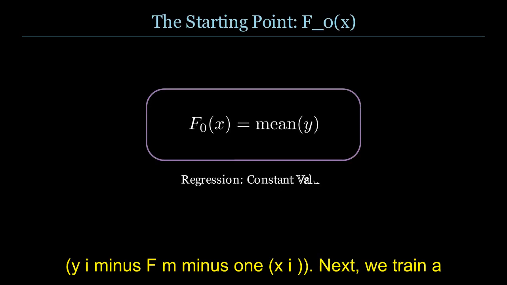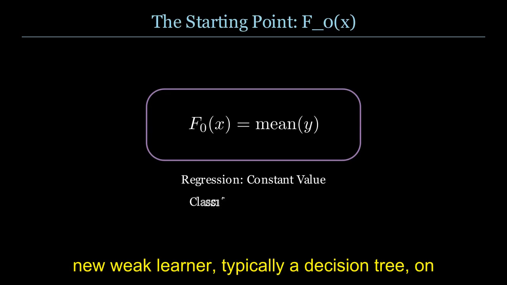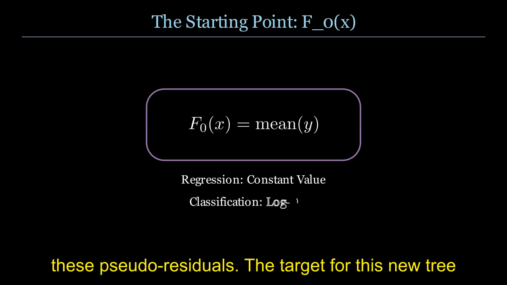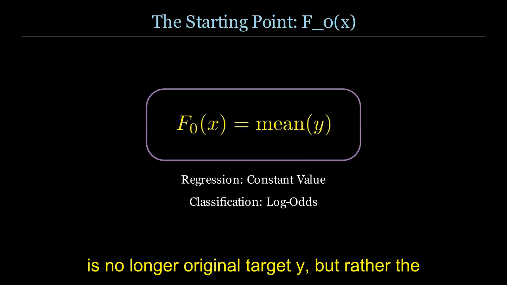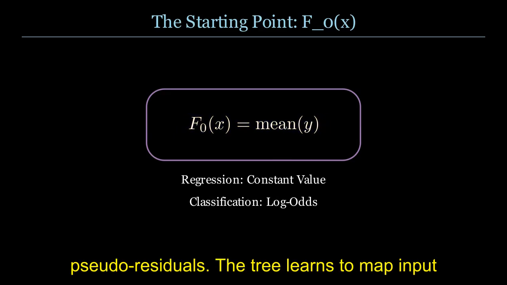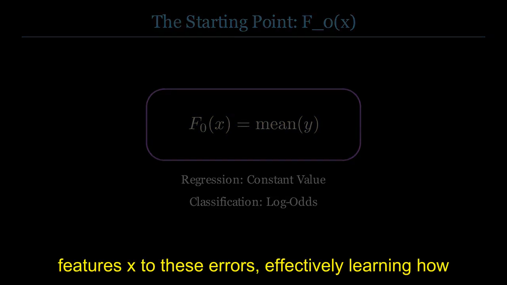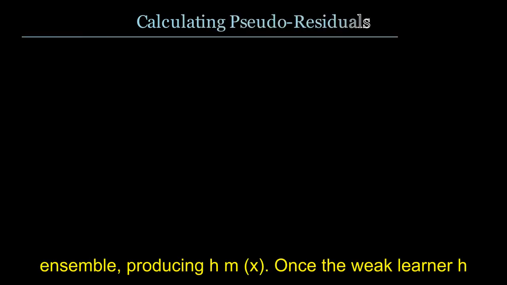Next, we train a new weak learner, typically a decision tree, on these pseudo-residuals. The target for this new tree is no longer the original target y, but rather the pseudo-residuals. The tree learns to map input features x to these errors, effectively learning how to correct the mistakes made by the current ensemble, producing h_m(x).